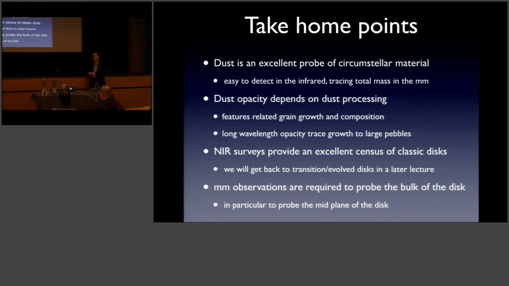So tomorrow morning we look at the millimeter emission from the disk and what we can learn looking at the millimeter emission, the dust continuum emission in the disk. The take-home point from today is that dust is an excellent probe of the circumstellar material. It's easy to detect in the infrared, so it's easy to get the statistics of the sources, but to trace the total mass, one has to go into the millimeter because of optical depth, essentially.